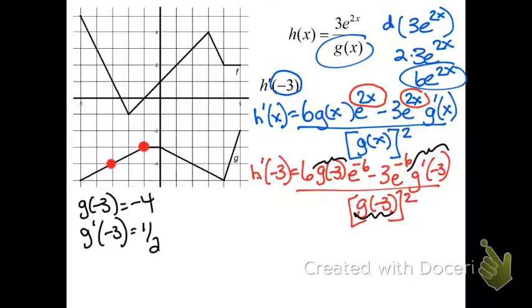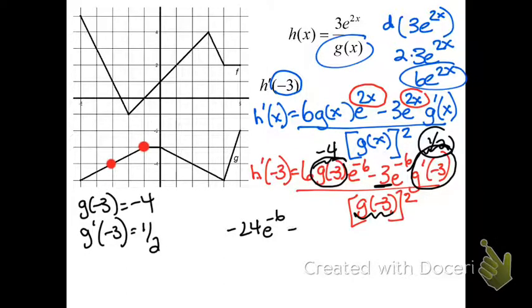Okay, this is going to change to a -4. So I have 6 times -4. That's going to be a -24 e to the -6. This is a 1/2. So I have half and also a -3 here. So that's going to make a -3/2 e to the -6. On the bottom, this was a -4, and a -4 squared would give me a 16.